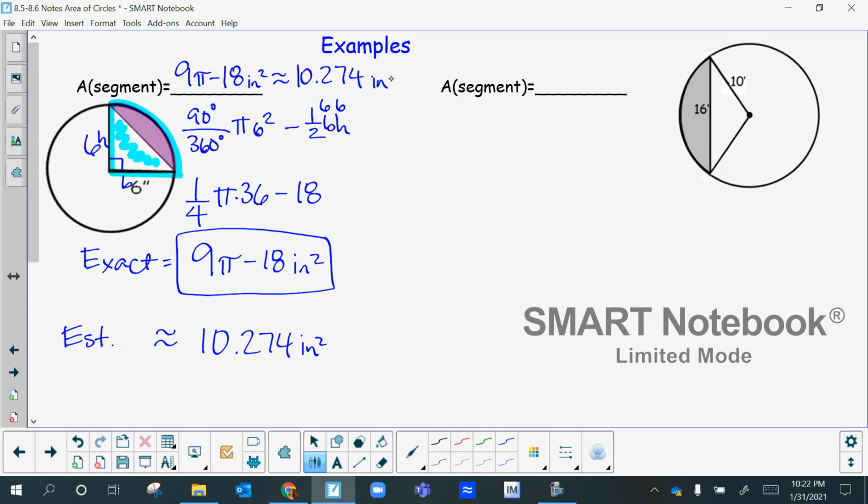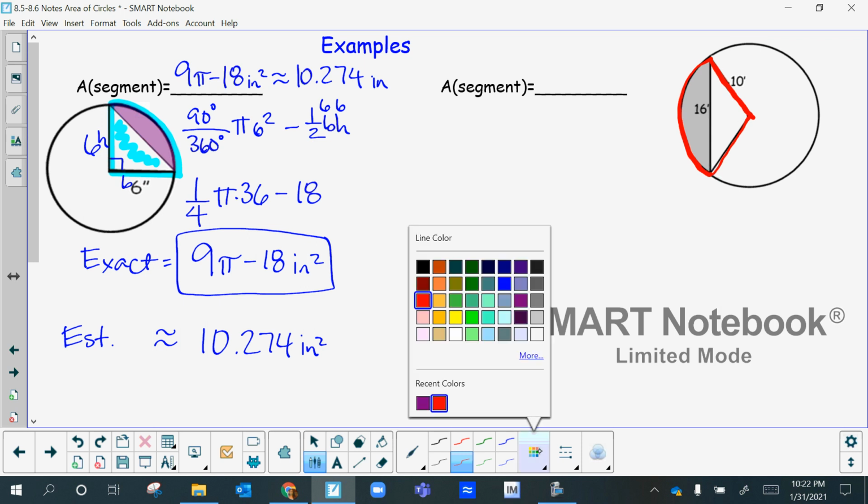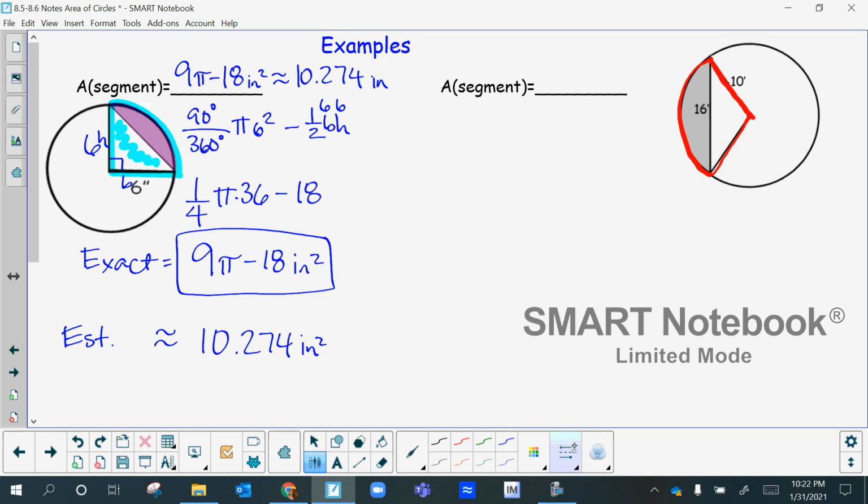All right, let's try this one over here. This one's a little bit harder. So I have to find the area of this whole sector. Let me use a different color. I have to find the area of this whole sector that I'm highlighting in red. Okay, I have no angle measure right there. So how can I find that? I need to be able to find this angle. The only other thing you know is that this is 10 feet.